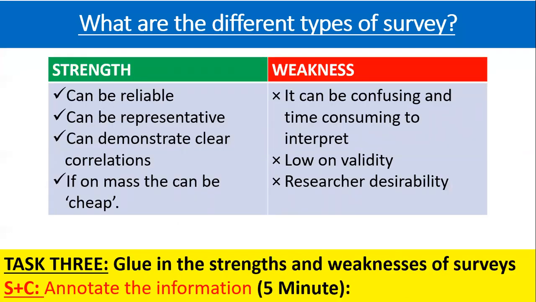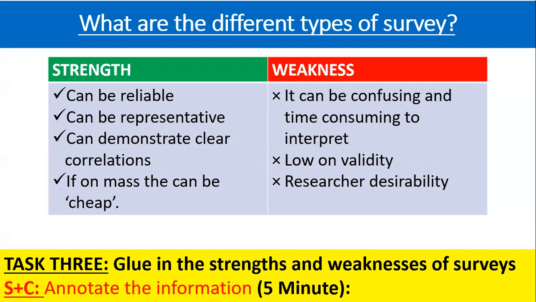Right, so for task 3, I'm just going to talk through these strengths and weaknesses, and I'd like you to make a note of these. So surveys, remember this is predominantly a quantitative approach. So therefore they're generally reliable. They're something that can be easily repeated. There's a set way of answering those questions, a set wording, a set ordering, and that's exactly it.